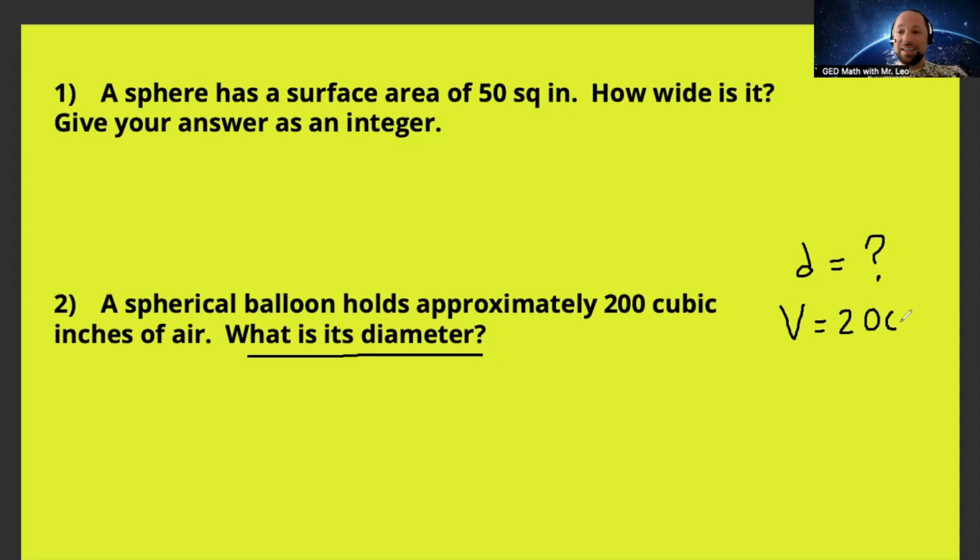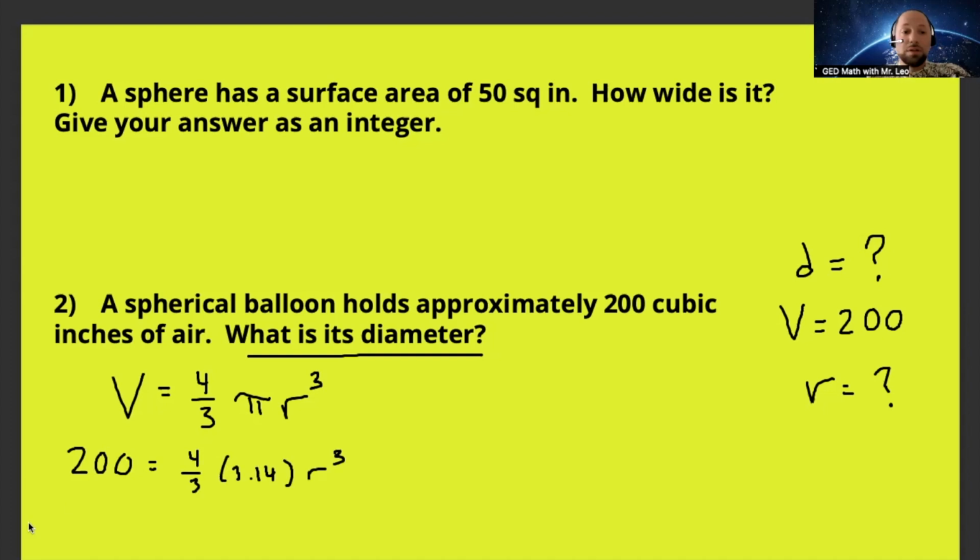We're being asked to find the diameter. Once again, we're going to have to work backwards. We'll start with the original formula. V equals 4/3 pi r to the third power. Our goal is to get the diameter, but to get there, we're first going to have to get the radius. So radius is here in the formula, but we got to get rid of everything else to get there. What do we do? Okay, well, we know the volume is 200, so we're going to plug that in.